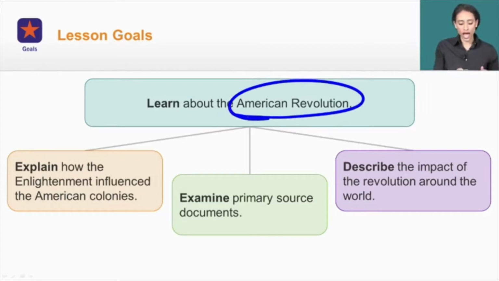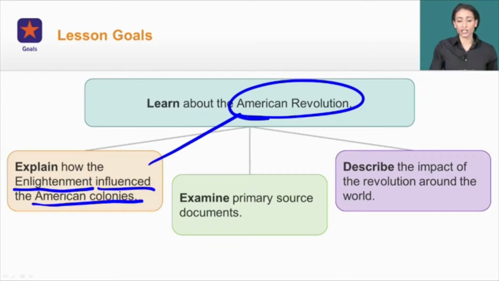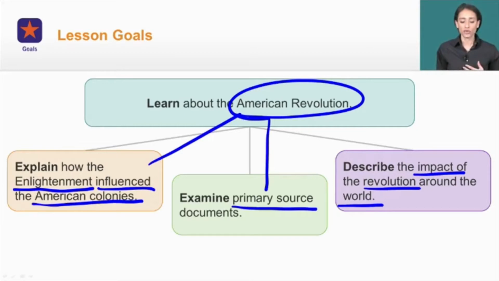And in order to do that, we first will need to explain how the Enlightenment is going to influence the American colonies, these Enlightenment ideals about government and social order. We're also going to have to examine primary source documents to understand how everything developed during this time. And then finally, we'll be able to describe the impact of the revolution around the world. The American Revolution is actually going to inspire revolutions in other parts of the world.